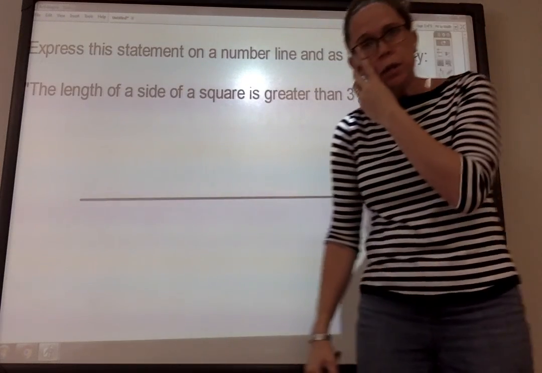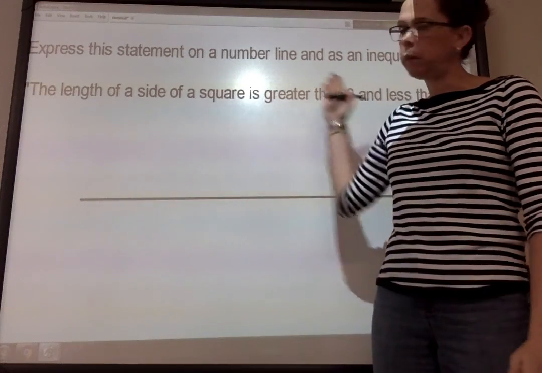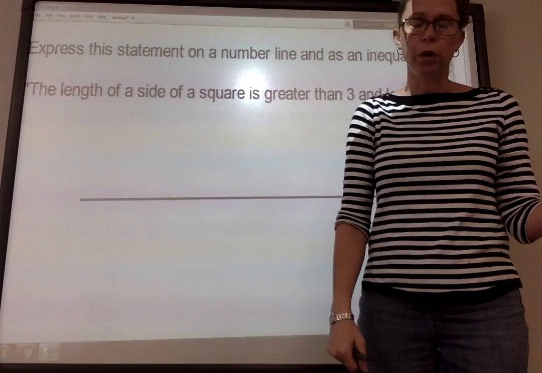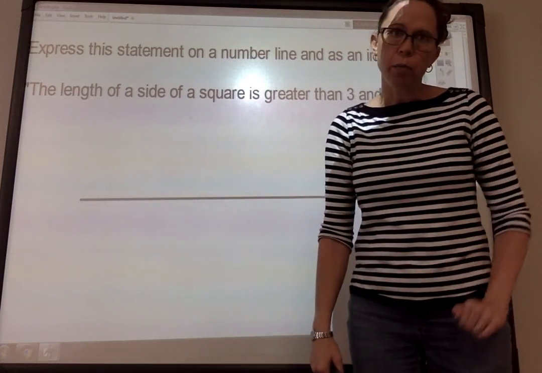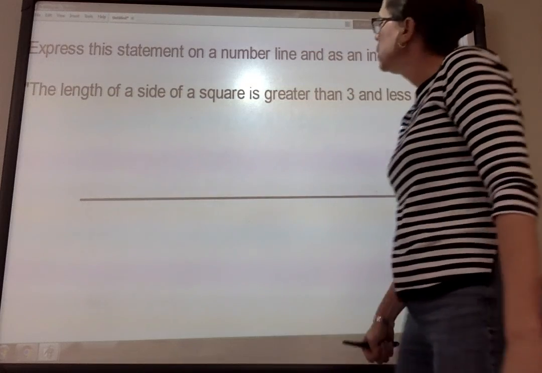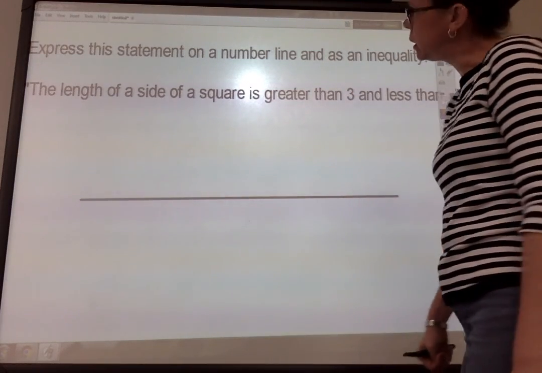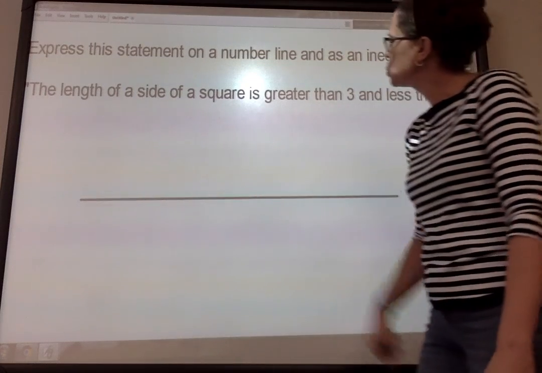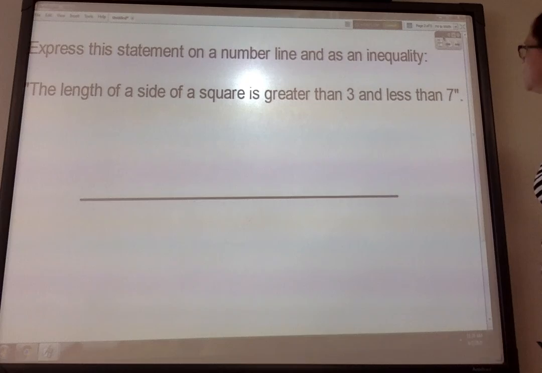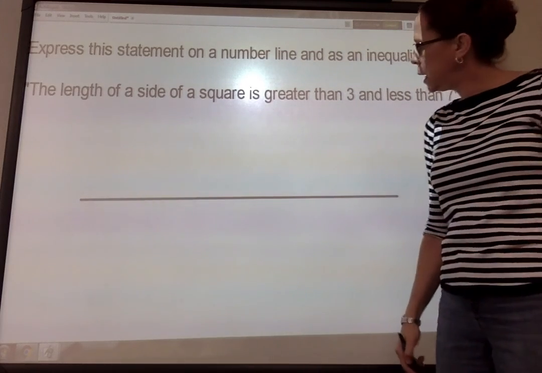I'm going to use different examples than they have in your book, just so that you have examples here on your video, and you have additional examples in your book to help you. Express this statement on the number line and as an inequality. The length of the side of a square is greater than 3 and less than 7.